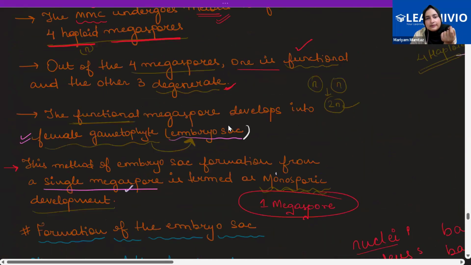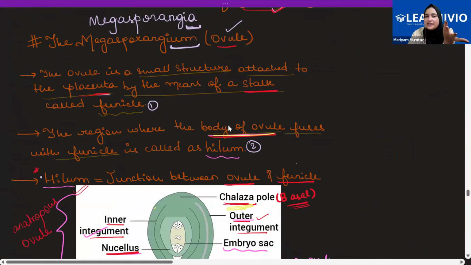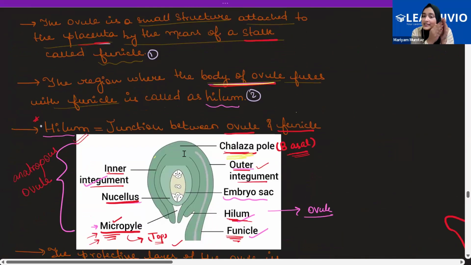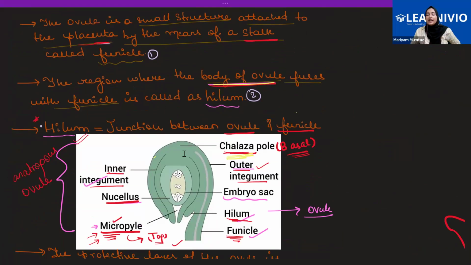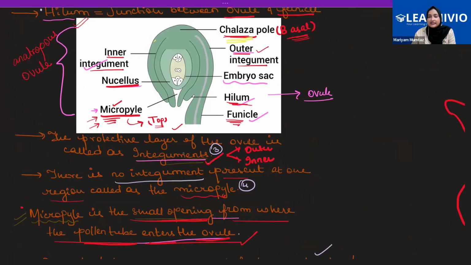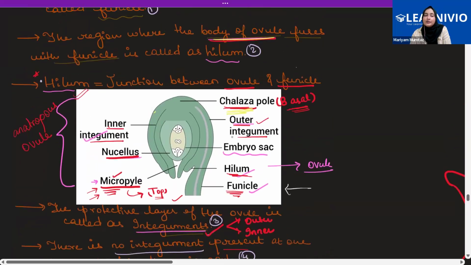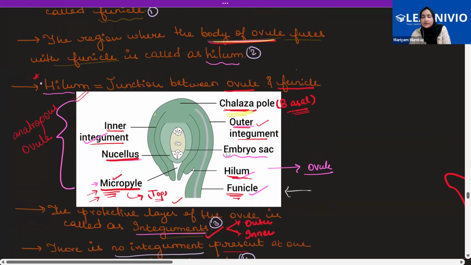The megasporangium. Now, megasporangium is a very fancy name for ovule. The ovule is a small structure which is attached to the placenta part of the ovary with the help of a stalk-like structure called a funicle. You can see the funicle in this picture, this area. This is the part which is attached to the placenta. The junction between the ovule and the funicle is a line called the hilum.